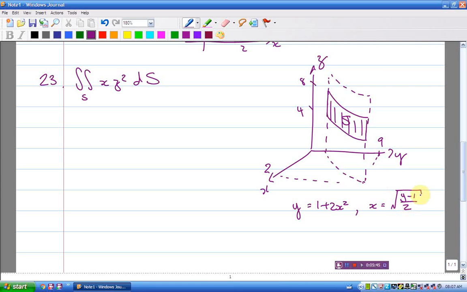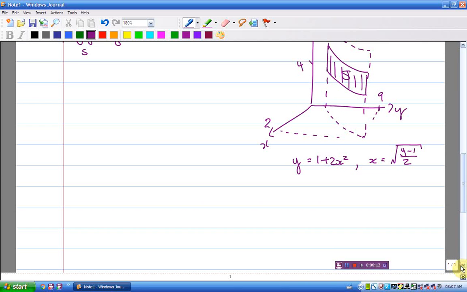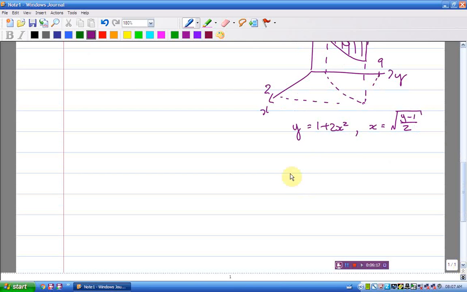I don't need to worry about plus or minus because I'm only in the first octant, so I know that x is positive. If I wanted to project onto the yz plane, I'd have to replace x with that square root thing. While the xz region and the yz region are both rectangles and both very easy to integrate over, it's clearly preferable to project onto the xz plane so that we don't end up with funny looking square roots. So if you project onto the xz plane, we get that.